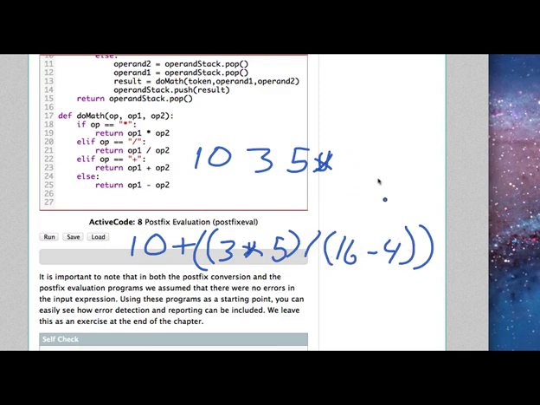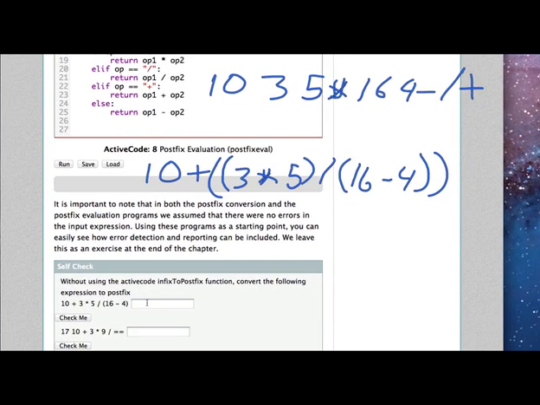Then 16 minus 4, so 16, 4, minus, and then we do the division, and then we do the addition. So 10, 3, 5, times, divide, 16, 4, minus, divide, plus. Okay, so that is an answer to that question.